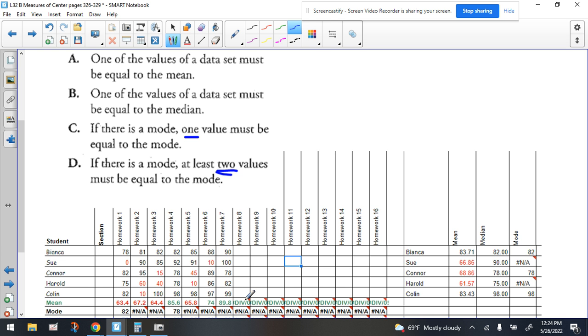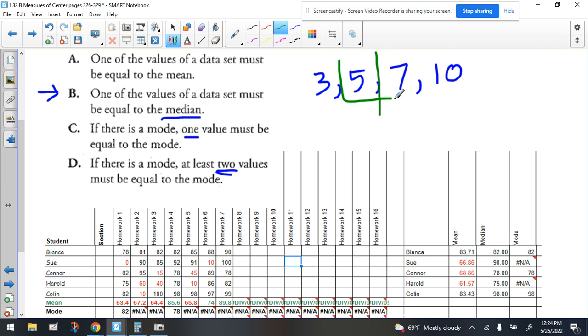The other thing I want to throw out there is, let's use a simple data set to determine whether or not B could possibly be the answer. Let's put these numbers in order: 3, 5, 7, and 10 is our data set. We're going to find the median of this. To find the median, we find the middle and average these two numbers together. If we did 5 plus 7, we'd get 12. If we divided that by 2, we'd get 6. So the median in this example is 6.